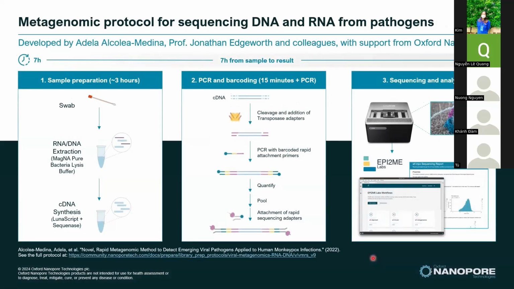So out of the different methods, let's review one of the metagenomic protocols developed by Professor Jonathan Edgeworth and colleagues from Guy's and St Thomas' Hospital with the support from Oxford Nanopore. This is the metagenomic method developed for both DNA and RNA sequencing of pathogens.